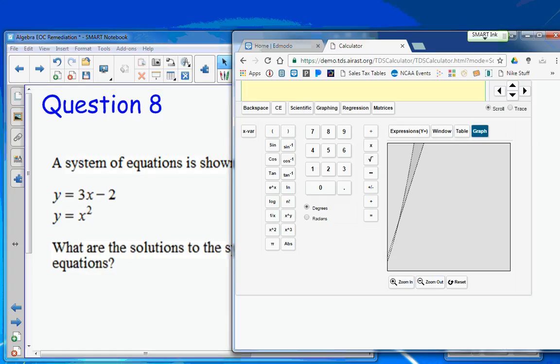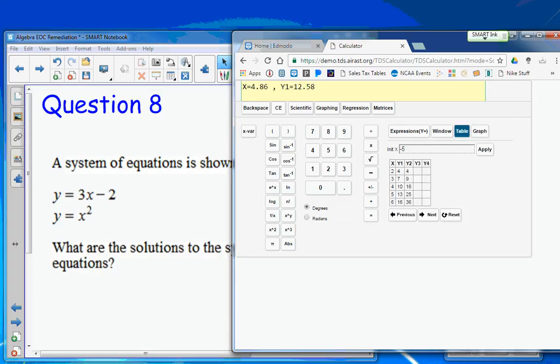Let's look. That's an easy way to get it. Here is where both of them have the same y. X is 2, and they both have the same y. That is going to be one solution: 2, 4. Since the graph wouldn't show us, 2, 4 is one solution.